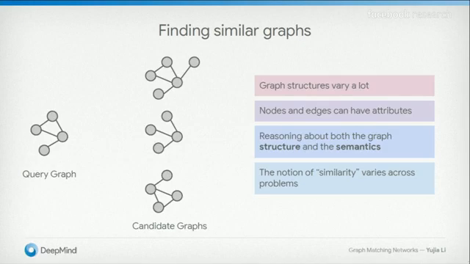Across all of those applications, there's one common problem of finding similar graphs under some notion of similarity, typically from a database of graphs. This is a highly challenging task because the graph structures vary a lot from instance to instance and also from problem to problem. The nodes and edges can also have attributes. Therefore, we need to not only reason about the topology, but also about the semantics of the graph structure. Also, the notion of graph similarity varies a lot from problem to problem. Ideally, we want an algorithm or model that can automatically adapt to different notions of similarity without changing the algorithm or model itself.